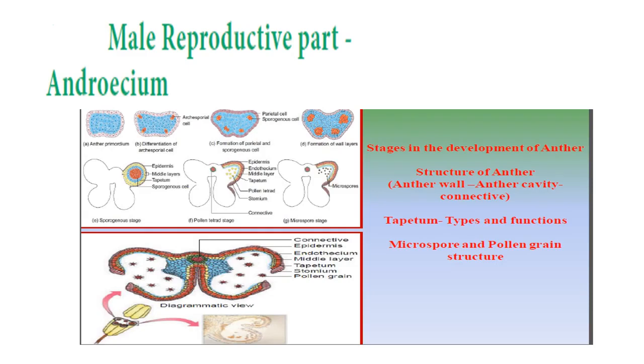Pre-fertilization changes involve the development of the male reproductive part and the female reproductive part in plants. First we shall learn the development of the male reproductive part, the androecium, which is made up of stamens. Stamens, you know, are made up of anther and a filament. Now we shall learn about the development of the anther.